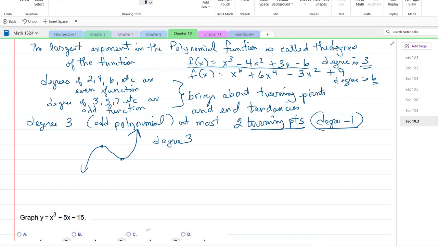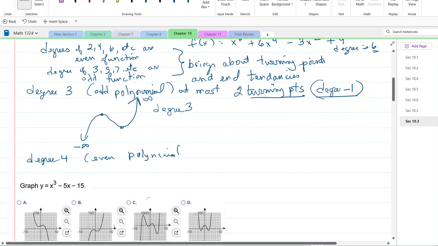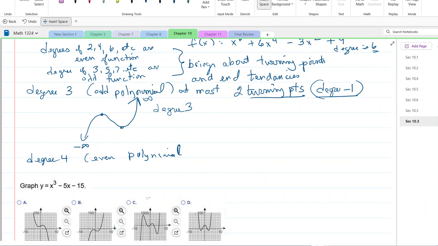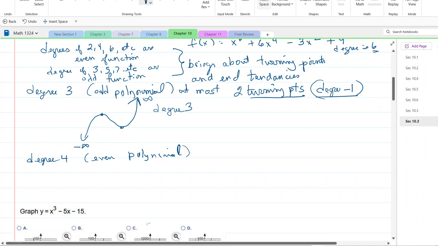Depending on how it kisses the x-axis and so forth. But for us, it would be odd because it goes from negative infinity to positive infinity on the extremities. All right, so if we had a degree 4 polynomial, that's an even polynomial, would have, and my pen decides when to write and when not to write, sorry. So we have an even polynomial.